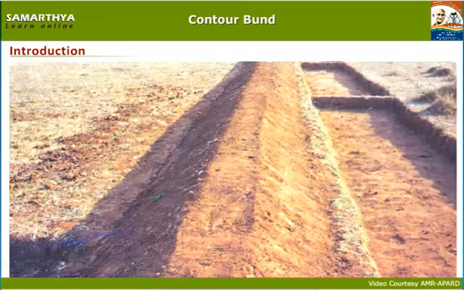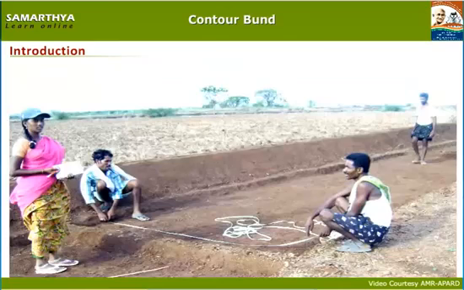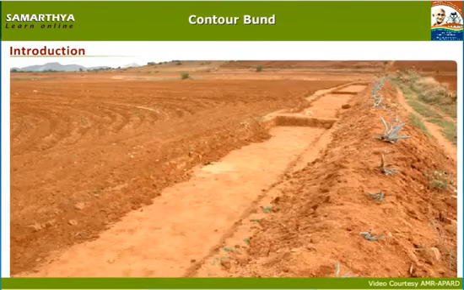Earthen bunds should be constructed across the slope to protect the fertile top layers from erosion and to conserve soil moisture. Bunds which are constructed with excavated soil across the slope in the dry lands are called earthen bunds.